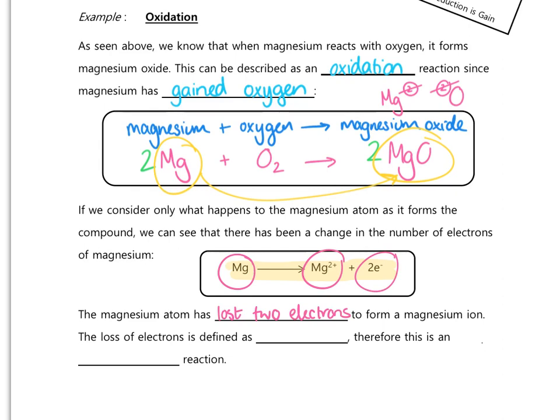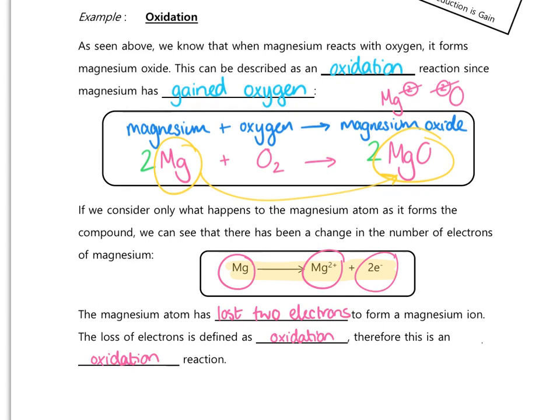The loss of electrons, is that oxidation or reduction? Remember, OIL RIG, oxidation is loss. So the loss of electrons is defined as oxidation. Therefore, this is an oxidation reaction. So you're having a look at your atom or your ion and you're thinking, has it lost electrons? Has it gained electrons? And then thinking, is that oxidation or reduction?